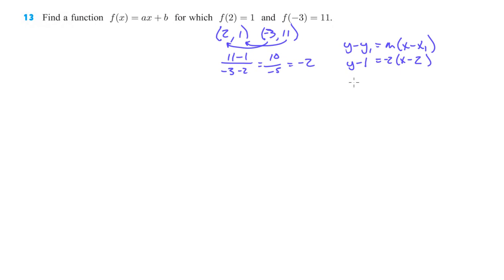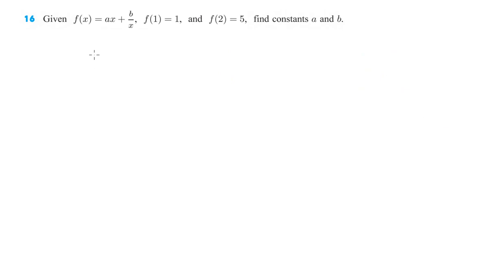Now we simplify. y minus 1 equals negative 2x plus 4. Add 1 to both sides. y equals negative 2x plus 5. All right, one more.